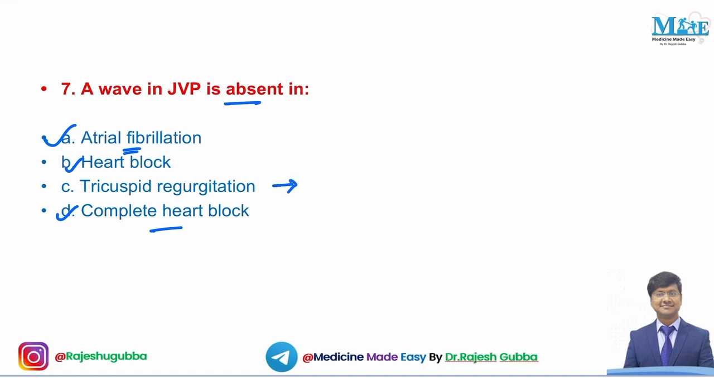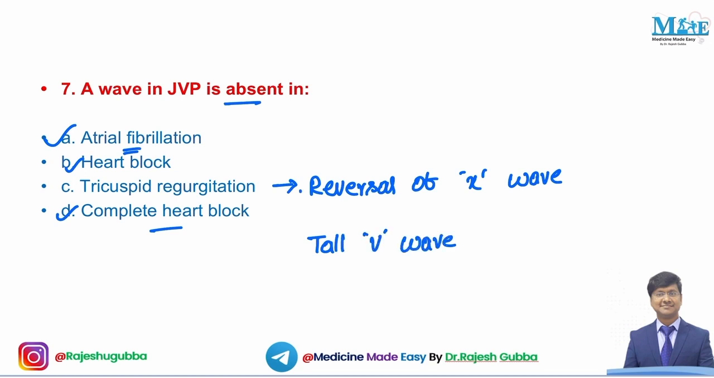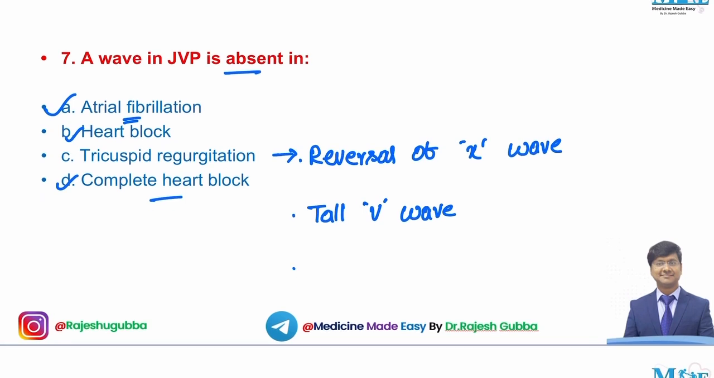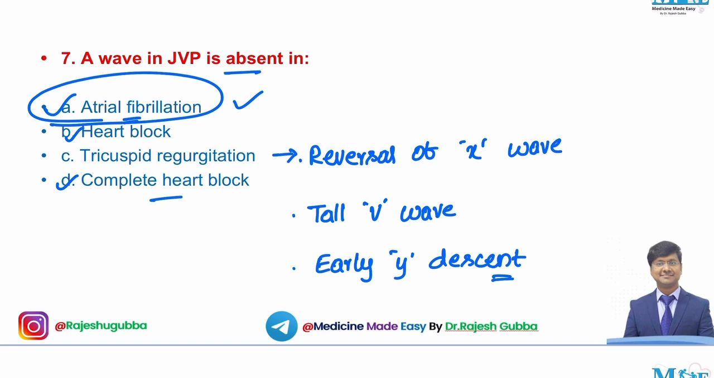Then in case of the tricuspid regurgitation, see, there are three important abnormal JVP waves. Number one, you will notice that there is reversal of the X wave in the tricuspid regurgitation, and you will have the presence of the tall V wave, or V wave amplitude is increased. And the next very important point is you will have early Y descent. So these are the three important JVP changes that you will have in patients with the tricuspid regurgitation. Okay, so for this question, the A wave is absent in case of the atrial fibrillation, right? The next question.